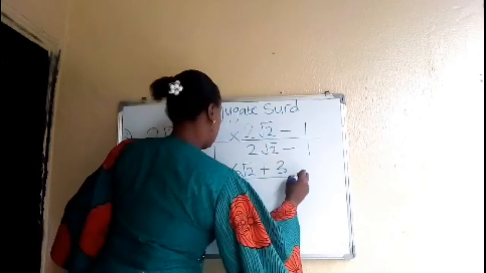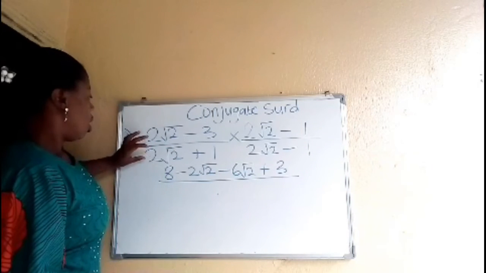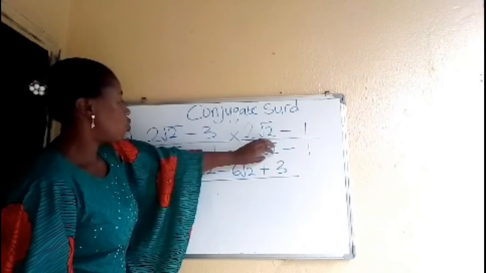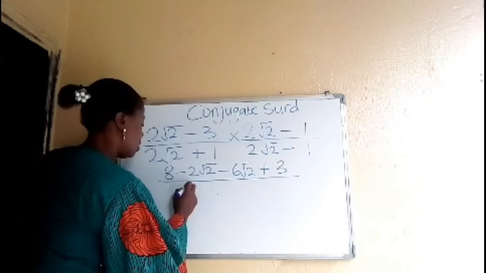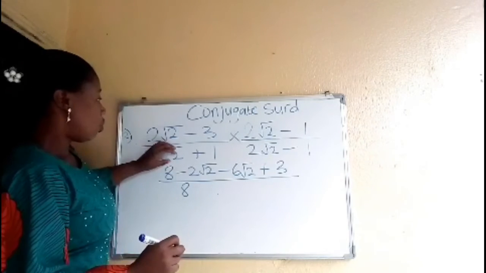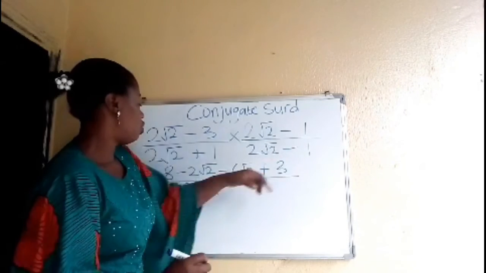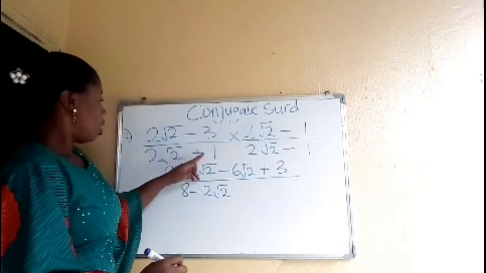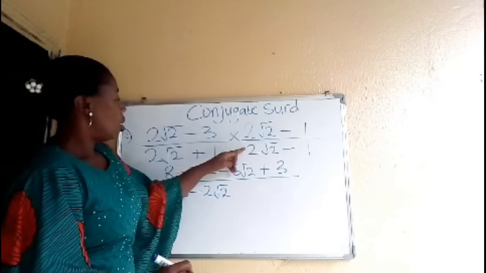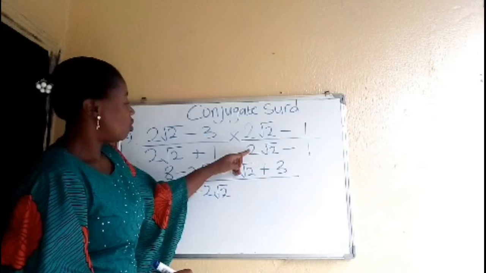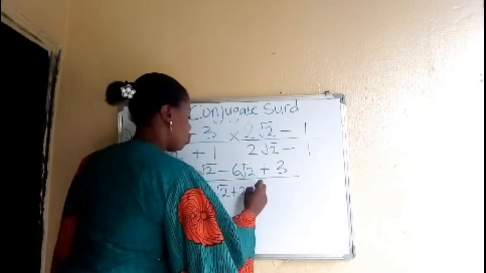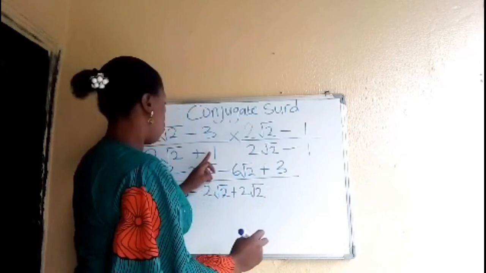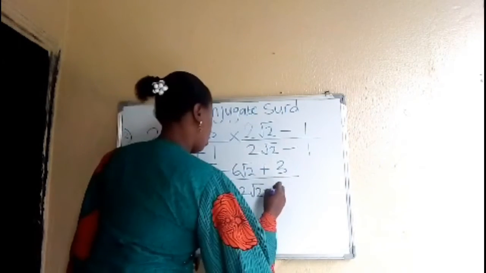All over 2 root 2 times 2 root 2 here is 8. 2 root 2 times minus 1 is minus 2 root 2. 1 times 2 root 2 is plus 2 root 2. And then 1 times minus 1 will be minus 1.